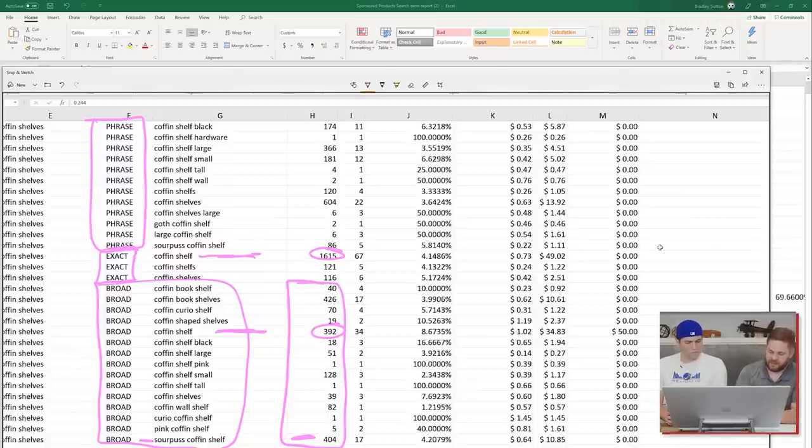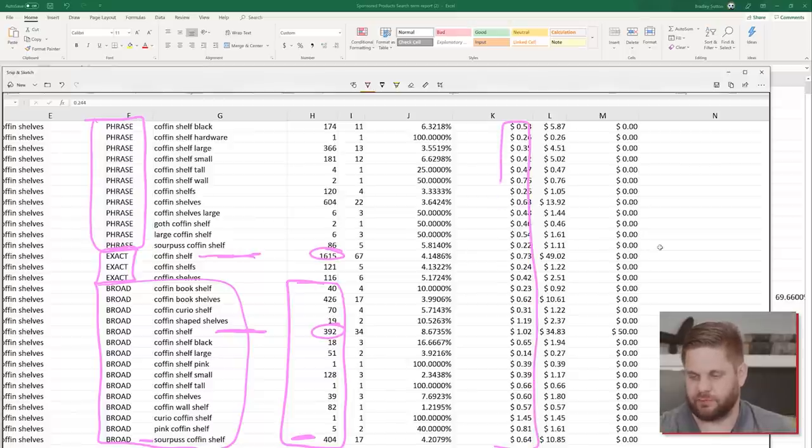So you could even add coffin shelf if it were up here as well in the phrase match campaign. So long story short, don't just open up your campaign manager and look at that information. You've got to actually download this report and see where your impressions were coming in. You've got to actually look at your exact cost per click, right? That cost per click is really important information.